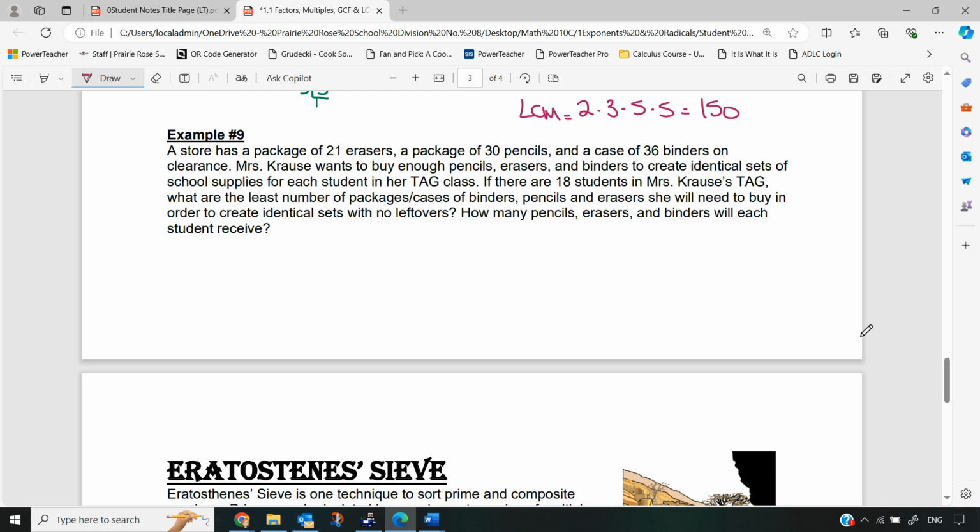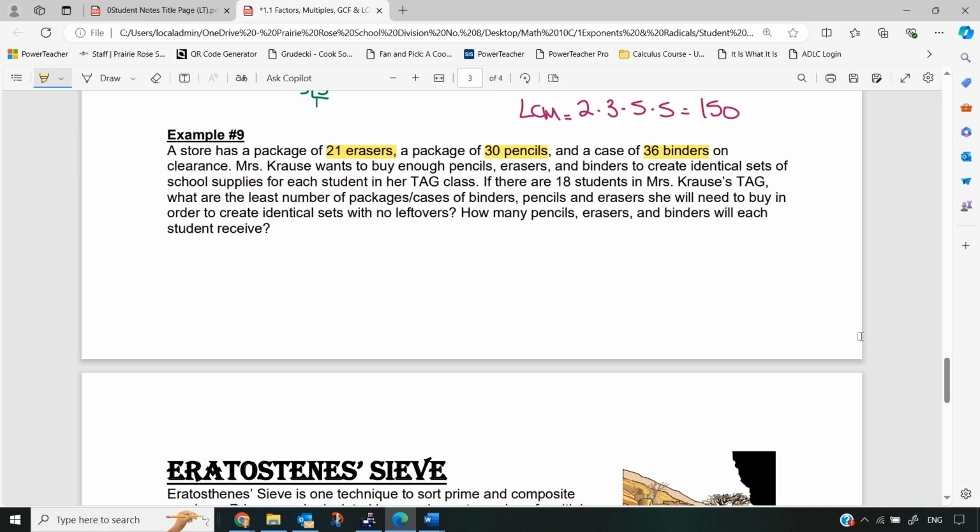So I want you to take a minute, pause the video, look for some of your key words, and decide, is this a GCF or is this an LCM question? This is actually a bit of a special case. This is kind of a little bit of both. So we're looking for some keywords in here. We have the 21 erasers, we've got the 30 pencils, and we've got the 36 binders. So that's what's coming in each case.